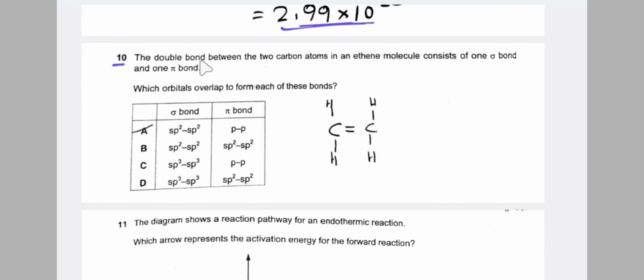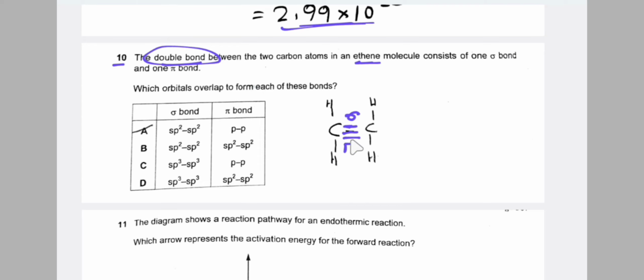Question number 10. The double bond between two carbon atoms in an ethene molecule consists of one sigma bond and one pi bond. So first of all, we draw the structure of ethene, that is C2H4, and the double bond consists of one sigma bond and one pi bond. The first bond is always a sigma bond and the rest of the bonds are pi bonds.